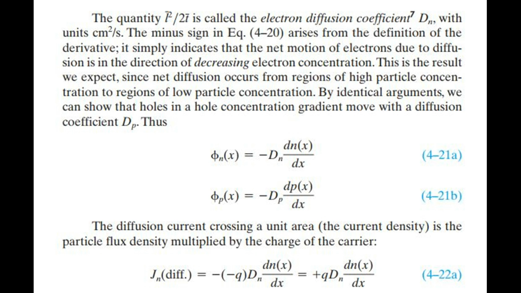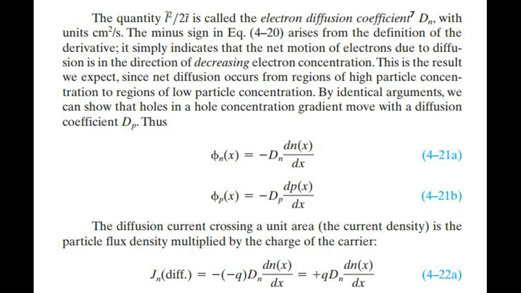The minus sign in Eq. 4-20 arises from the definition of the derivative. It simply indicates that the net motion of electrons due to diffusion is in the direction of decreasing electron concentration. This is the result we expect, since net diffusion occurs from regions of high particle concentration to regions of low particle concentration. By identical arguments, we can show that holes in a hole concentration gradient move with a diffusion coefficient D_p.